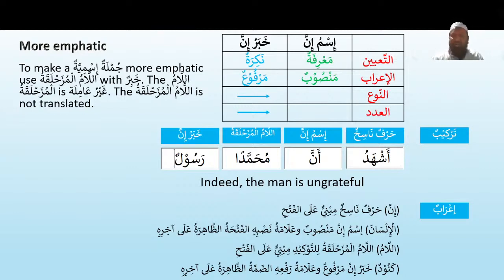Because ashhadu is a fail, we're not going to talk more about it because we don't know anything about fail yet. So the example of anna, we need fail before it. Without this word before anna, anna cannot be used. So the translation will be: ashhadu, I bear witness, anna, that, or indeed, Muhammad sallallahu alaihi wasallam is a prophet.